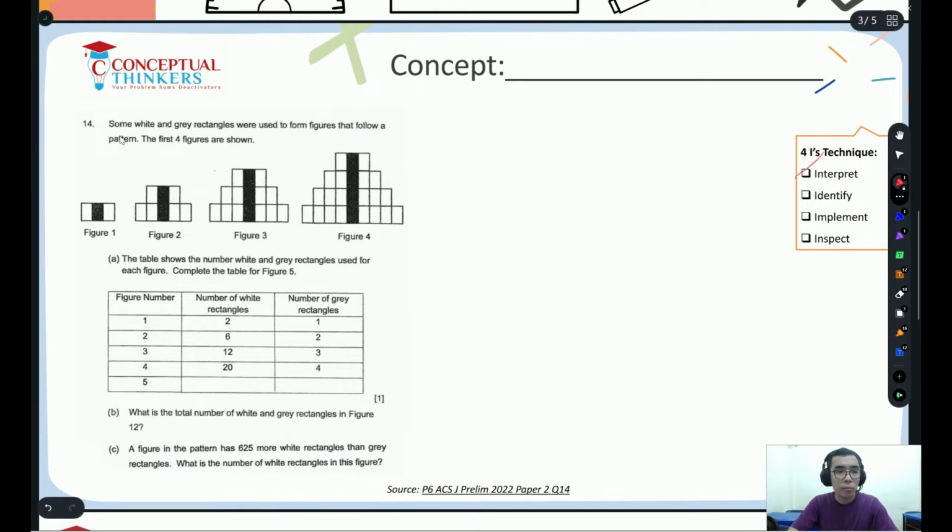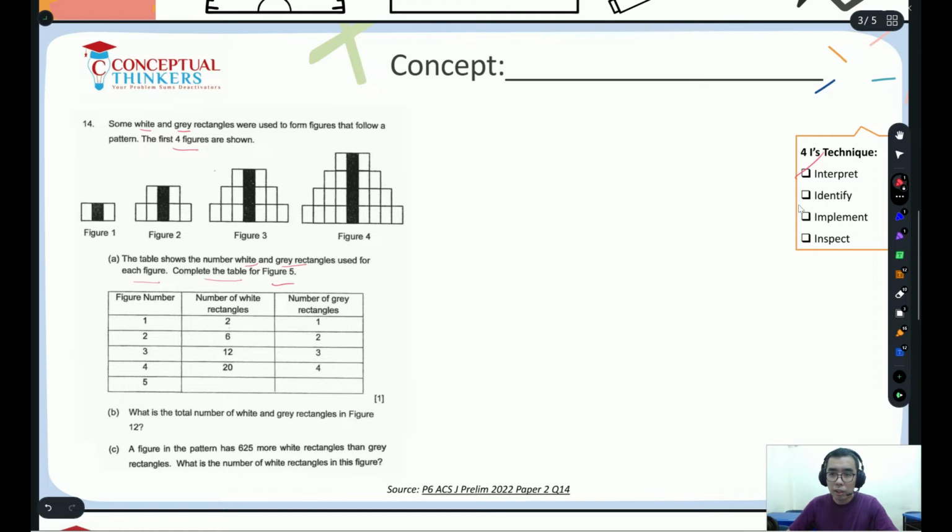So some white and grey rectangles were used to form figures that follow a pattern. So we have white and grey rectangles. We have the first four figures shown below. Now the table shows the number of white and grey rectangles used for each figure. So complete the table for figure 5.